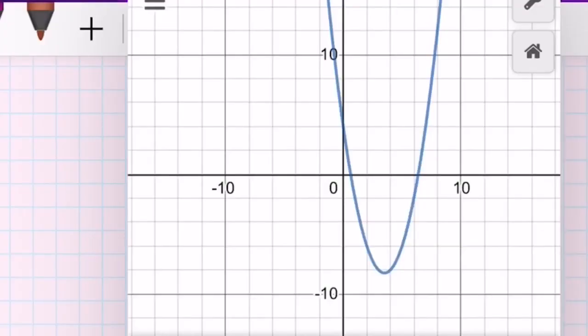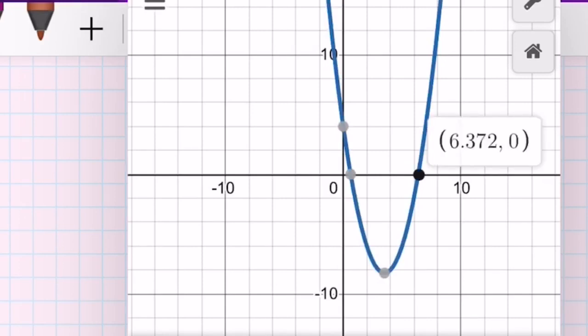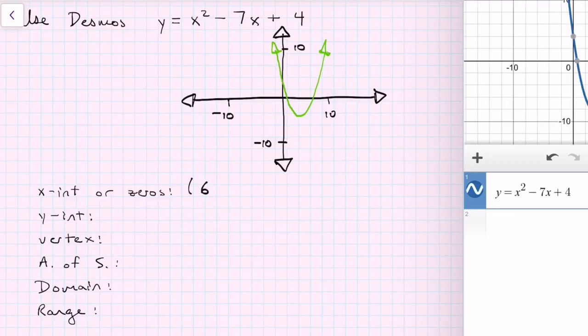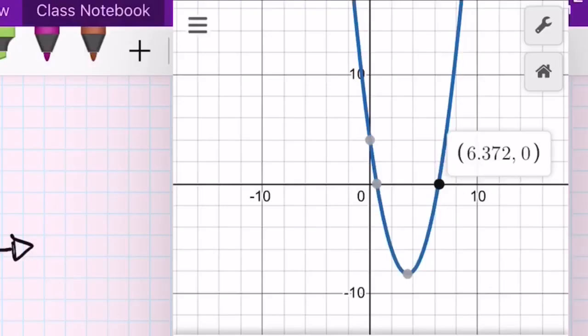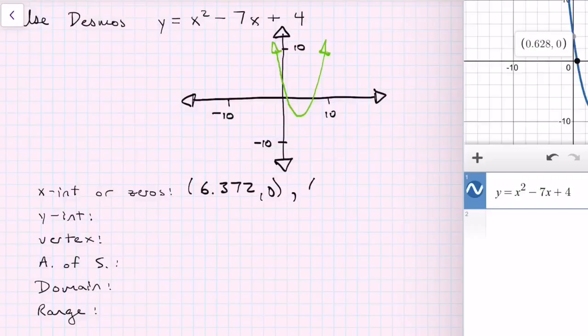First thing we're going to find are the x-intercepts, and all you have to do to find anything on Desmos is tap the point you're looking for. So the first x-intercept, I just tap it, and I get 6.372, 0, and it actually puts out the coordinates for you. For the x-intercept, if you don't want to write the 0, you don't have to, but I'm going to in both of these. So for the second x-intercept, I'm just going to tap where the x-intercept should be, and I get the coordinates 0.628, 0.